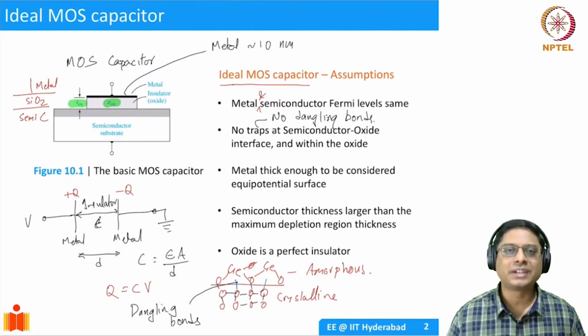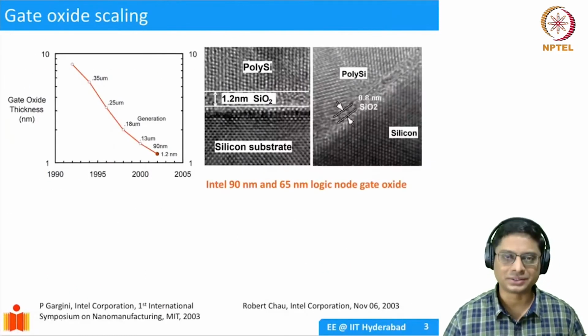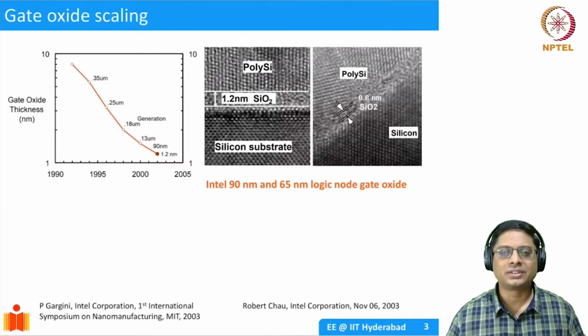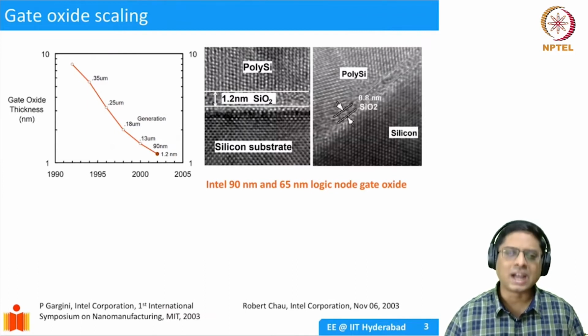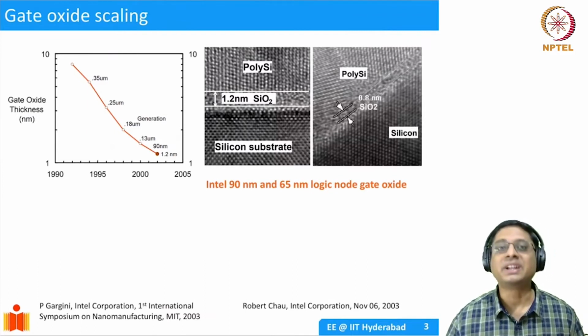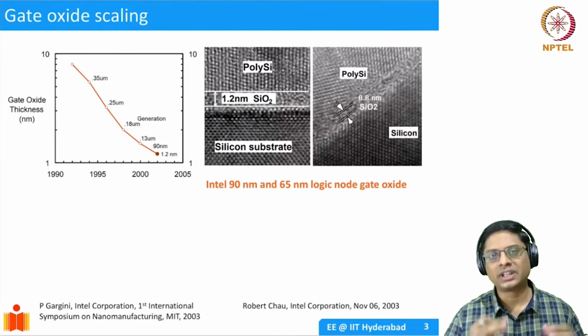It is said that the magic of silicon technology is actually the magic of the interface between silicon and silicon dioxide. So the silicon dioxide and silicon interface was so great that electronic device operation has been possible. And one of the big trends in semiconductors has been what is known as gate oxide scaling.